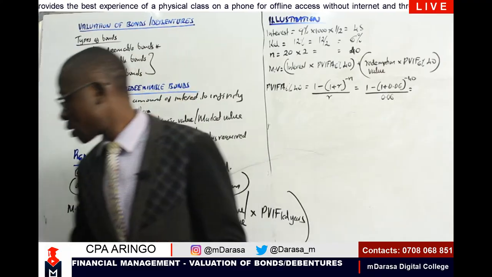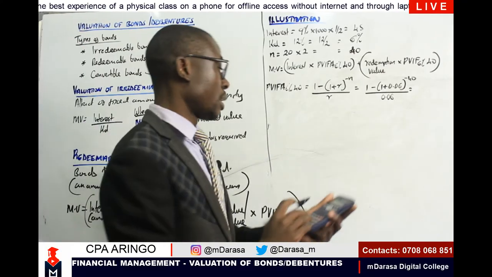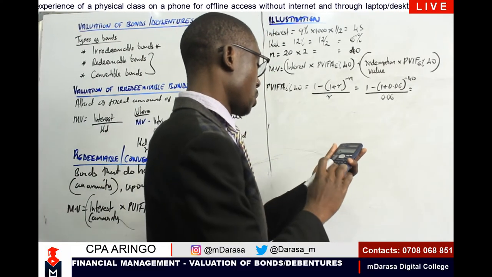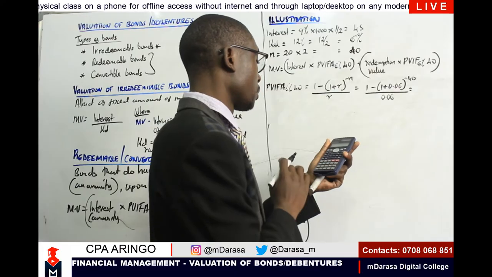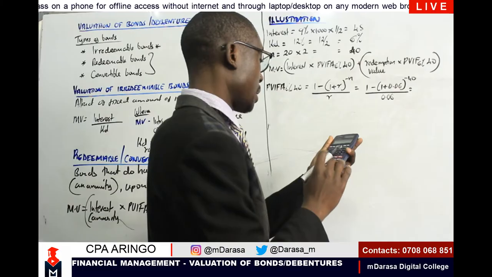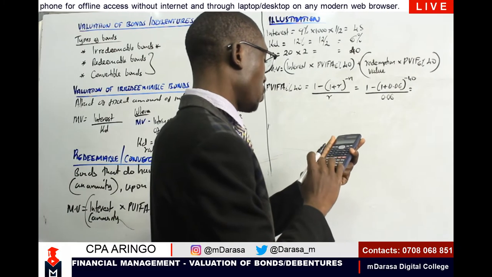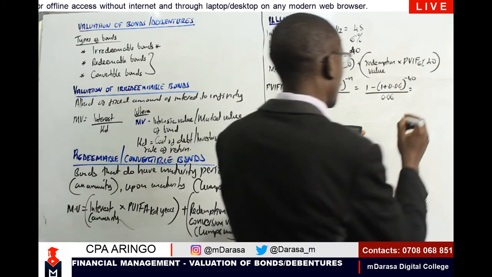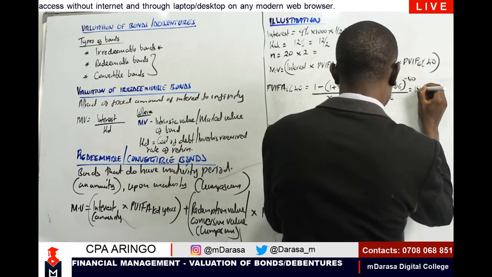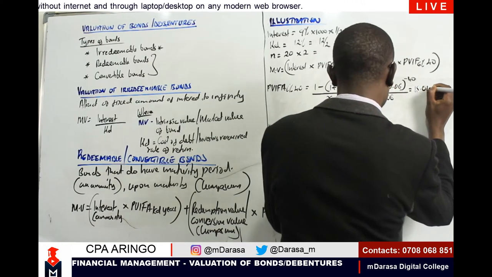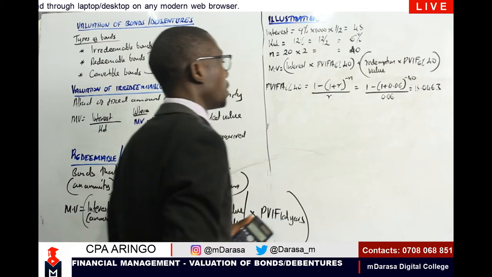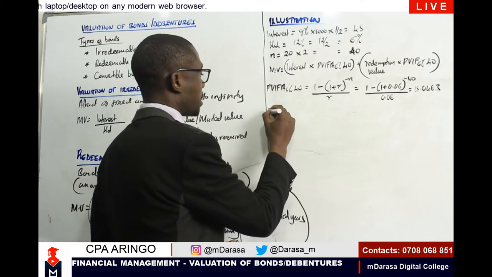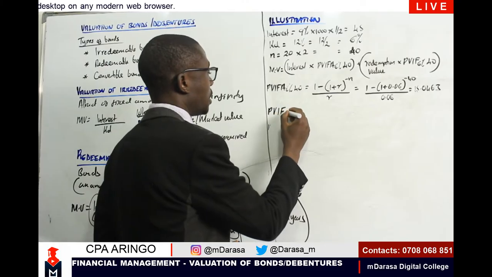That should give us 1.06 raised to the power negative 40. 1 minus the answer, divided by 0.06. That should give me a figure of 15.0463. What about our present value interest factor?